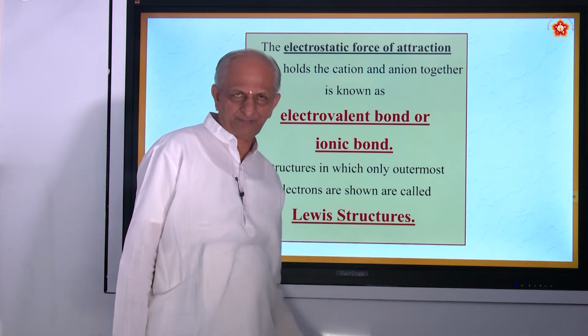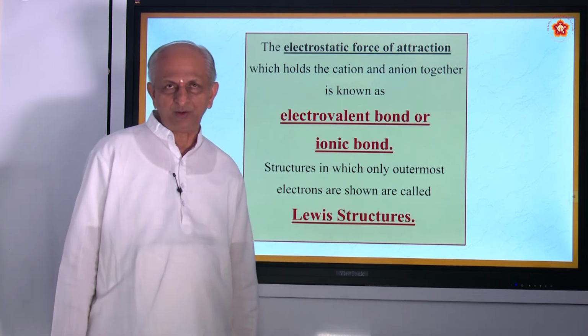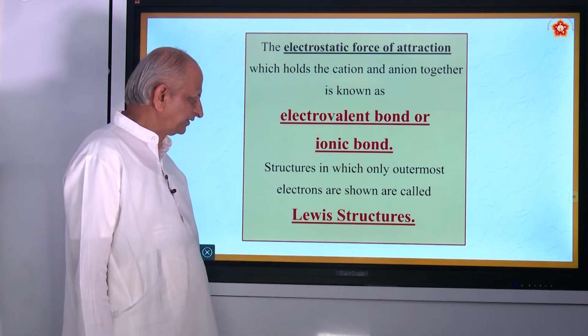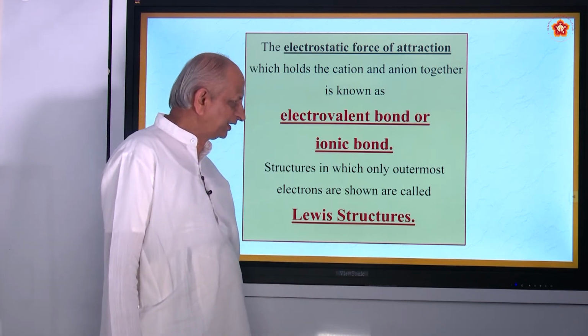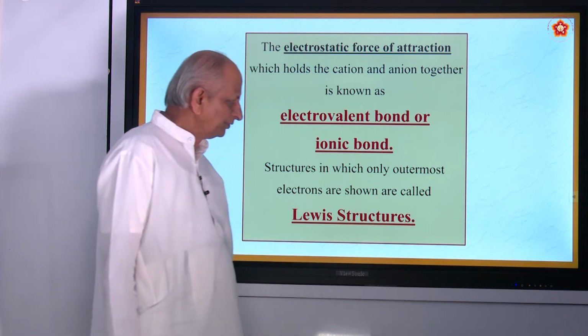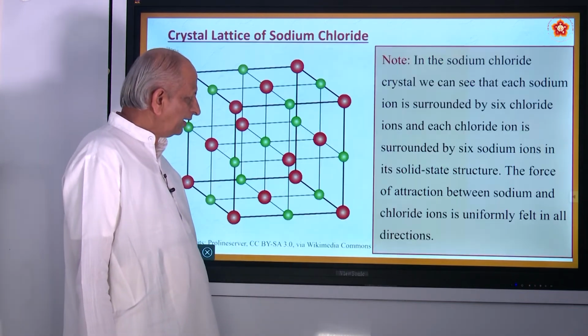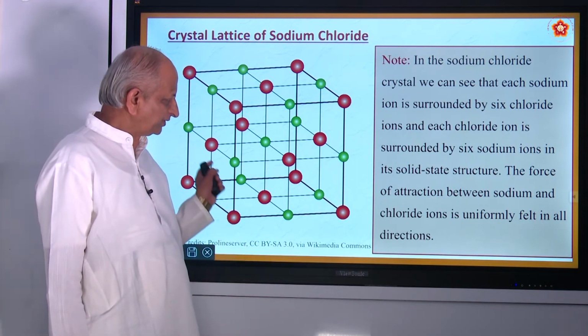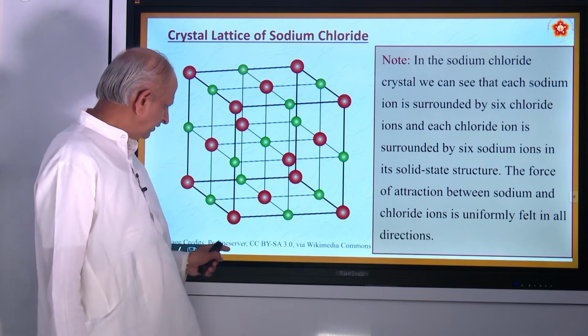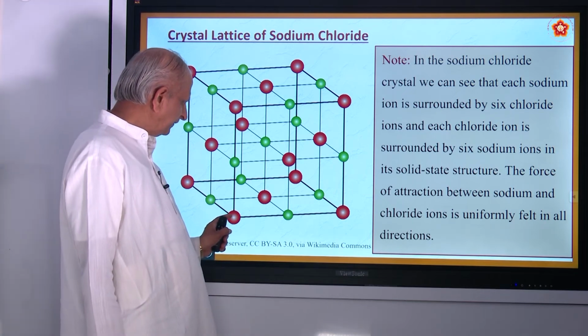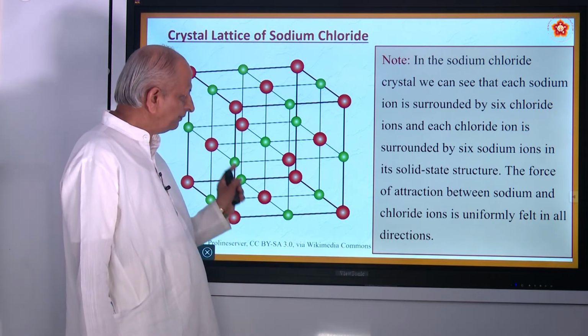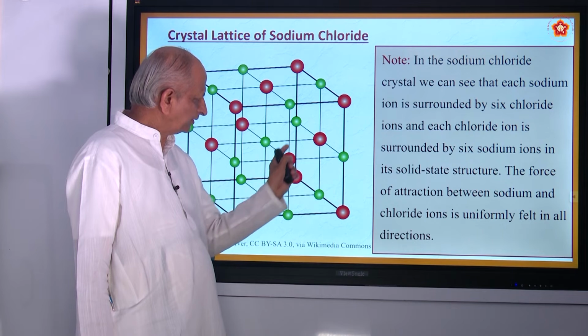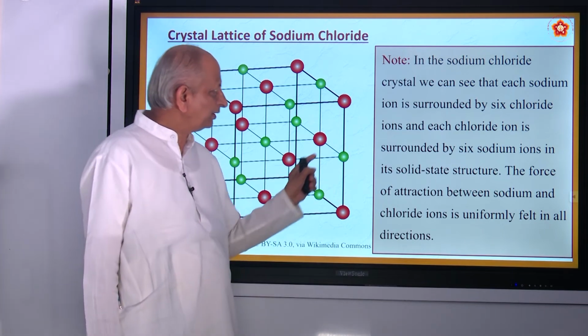Okay, and this structure what you see just previously between sodium and chlorine is called Lewis structures, because it was Lewis who found out this type of structures, how they are attracted to each other. Okay, for example, this is called Lewis structure. Here this red color represents sodium and this green color represents chlorine.